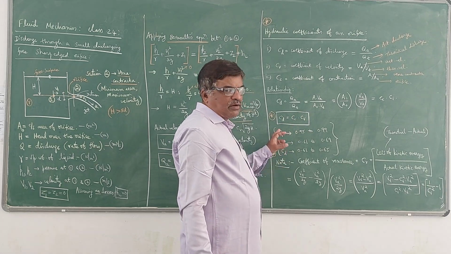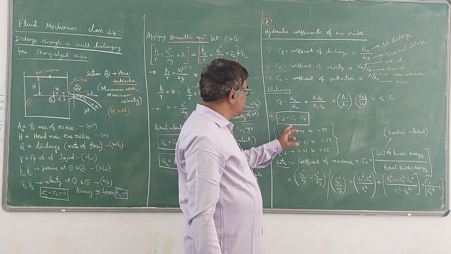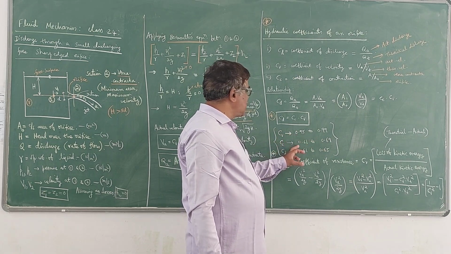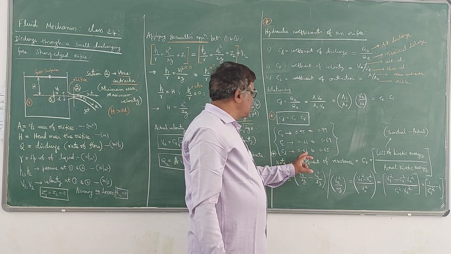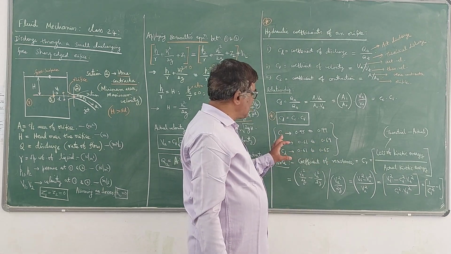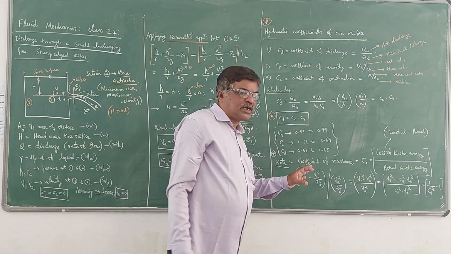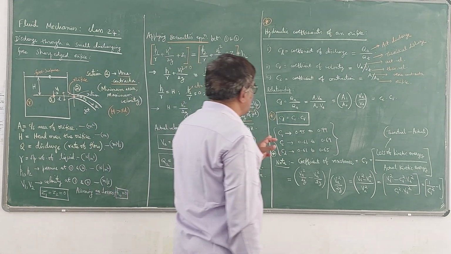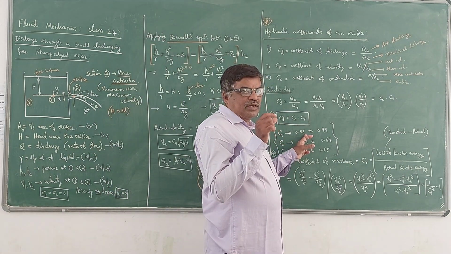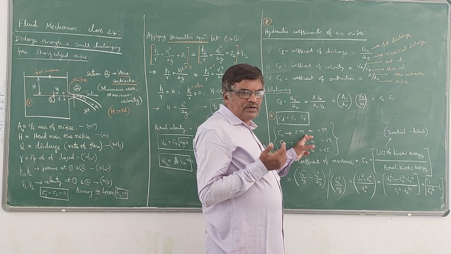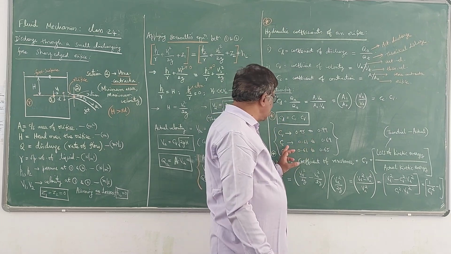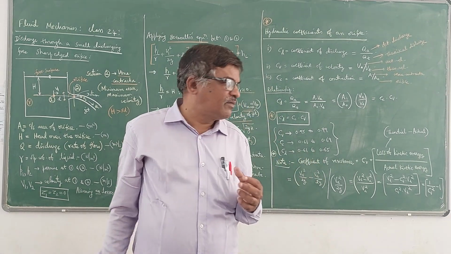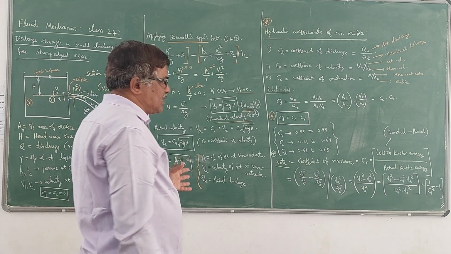Now the normal values of Cd, Cc, Cv are like this. Cv is 0.95 to 0.99, Cc is 0.61 to 0.69, Cd is 0.61 to 0.65. Please observe that these coefficients give an idea about the losses. Here the value of Cv is high, so that means the loss in the case of velocity is slightly less, whereas in the case of discharge the losses are high because of the coefficient of contraction. So you have to remember the standard values.